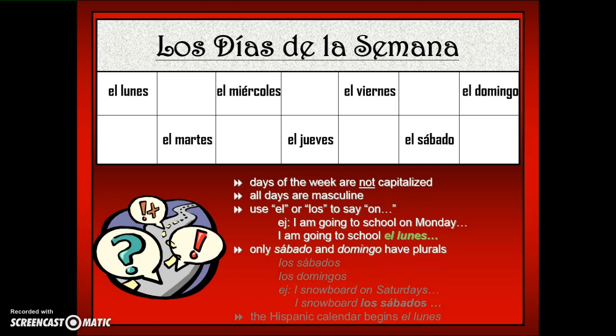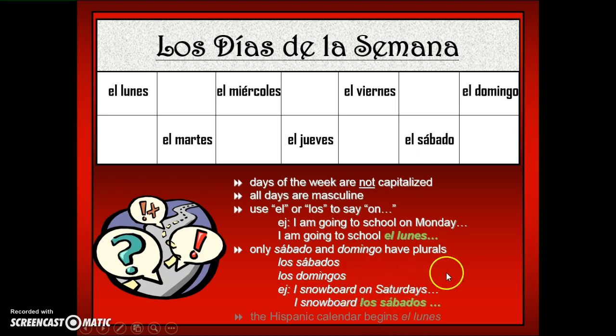Okay? Only sábado and domingo, so only Saturday and Sunday, have plurals. For example, los sábados and los domingos. Okay, so let me give you an example. El and los, these two articles, mean the same thing essentially. They mean on. One is for plural, one is for singular. Okay, only Saturday and Sunday become plural. To pluralize it, you just add an S and use los. So for example, I snowboard on Saturdays. In Español, you would say, I snowboard los sábados, on Saturdays, okay, which I try to go every year, okay.